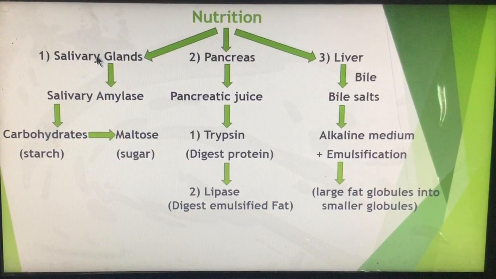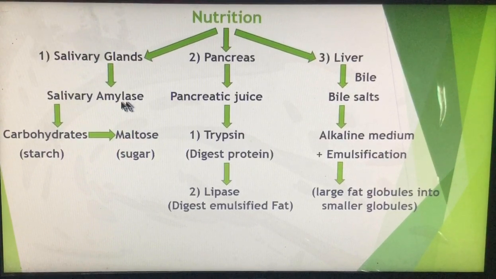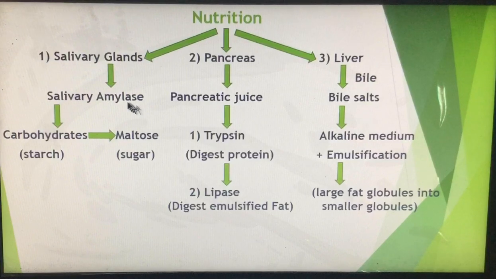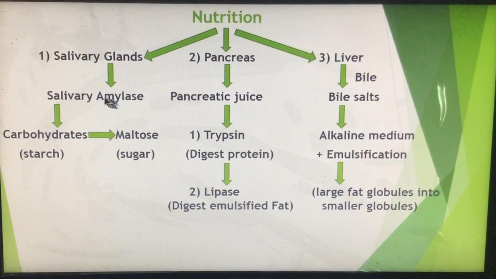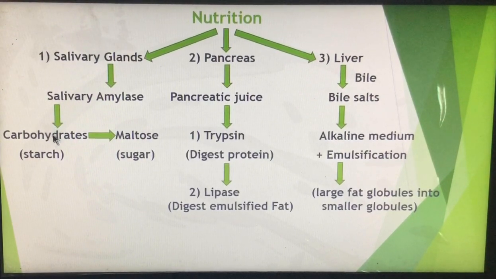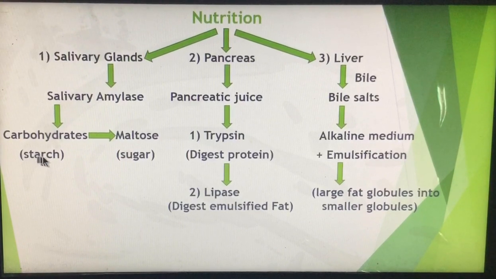Now I must have told you, the salivary glands secrete a secretion known as saliva, and in that saliva there is one enzyme known as salivary amylase. Wherever the name amylase comes, its function is to digest carbohydrates. So the function of salivary amylase is to digest complex carbohydrates into maltose, or you can say it digests starch, which is a complex bigger molecule. This amylase converts the starch into sugar. I must have explained this that day also.